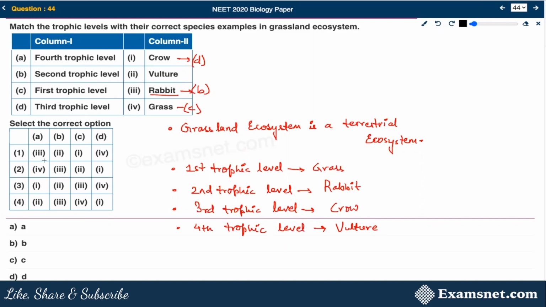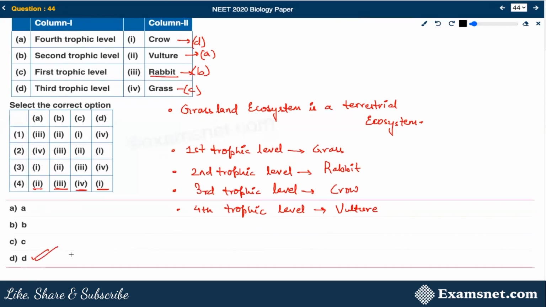So if you're going to match up with the column, this will go with A option. So A option will go with 2. A will be with 2. Then B with 3. B will go with 3 option. Then C with 4. And the D with 1 option. So the correct answer will be option D over here. All right. So this is how you have to do it.